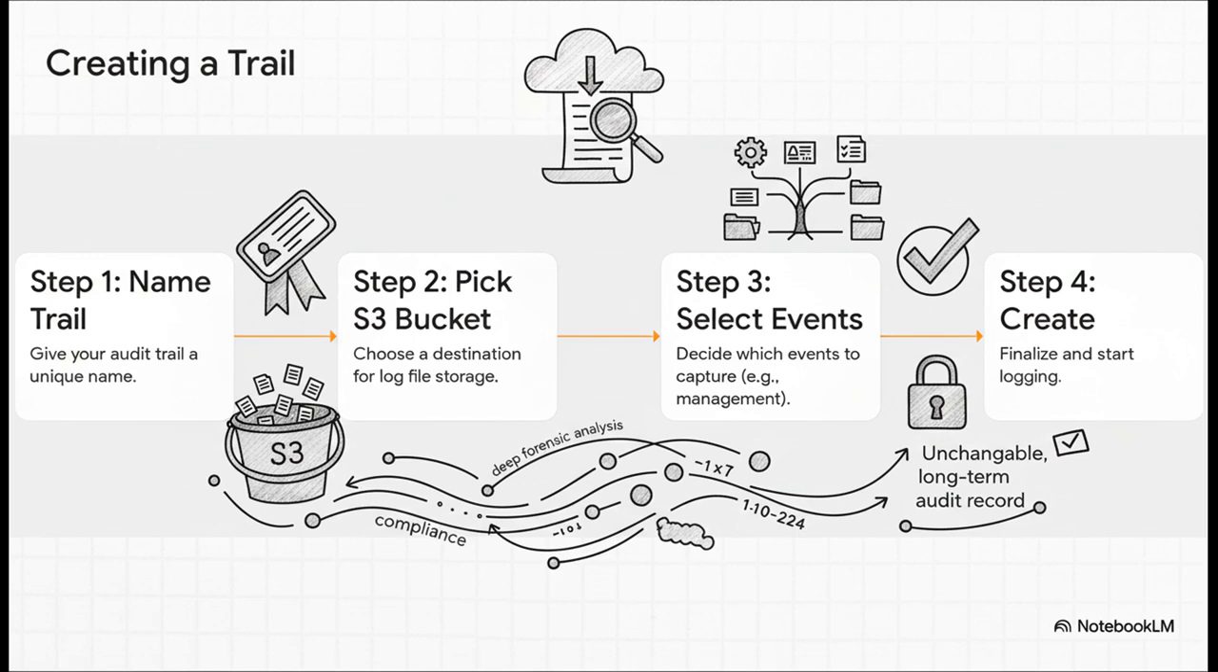Now, for that permanent record, you're going to need a trail. And look how ridiculously simple this is to set up. You just give it a name, you tell it which S3 bucket to store the logs in, you decide what to record, and boom, you're done. This creates an immutable log, and that is exactly what you need to prove to auditors that your security controls have been in place and haven't been messed with.